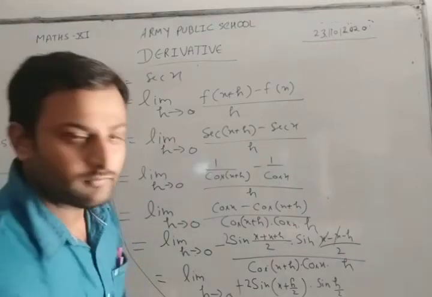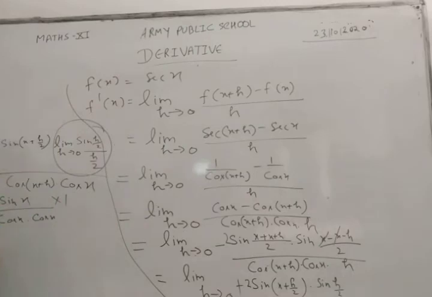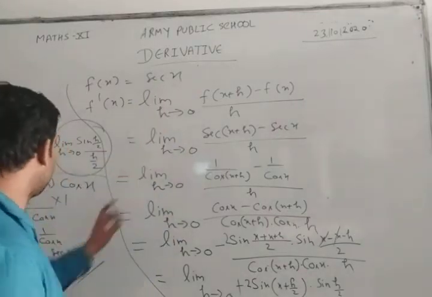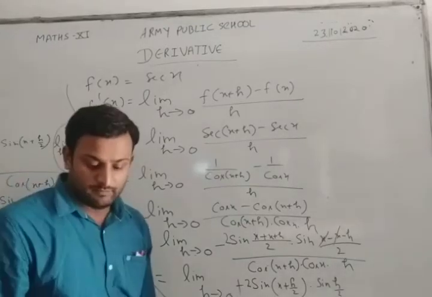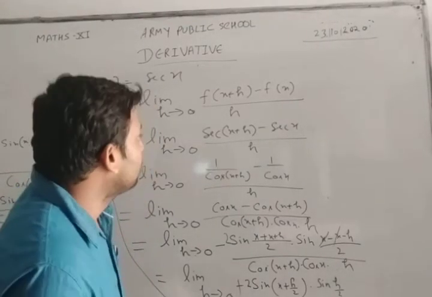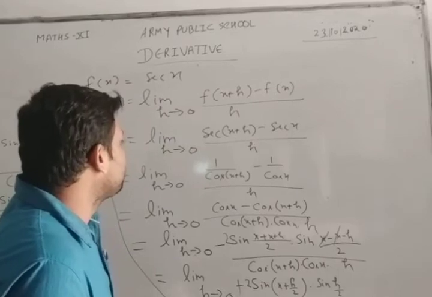Okay. Now we write tan x into 1 by cos x. It will be tan x into sec x. So the differentiation of sec x is sec x tan x. Okay. We can find it also by the help of the first principle.